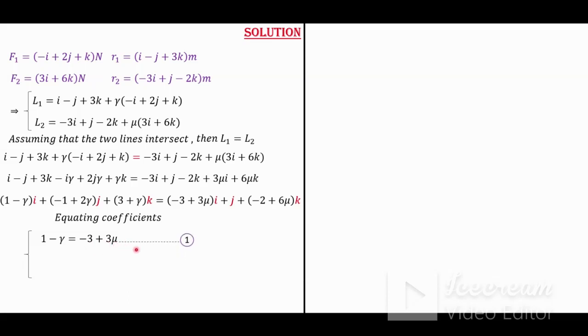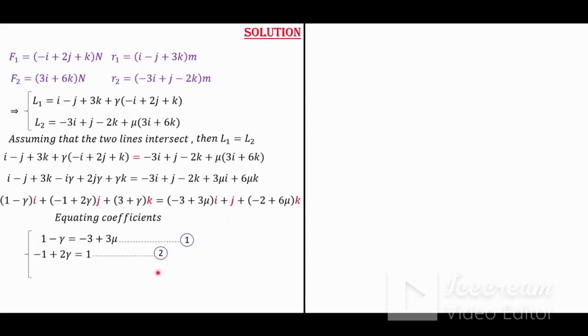Let us take this to be our equation 1. Doing the same for the j and k components, what are we going to obtain? For the j component, we have negative 1 plus 2 gamma equals 1, because 1 is the coefficient of j on the right hand side.